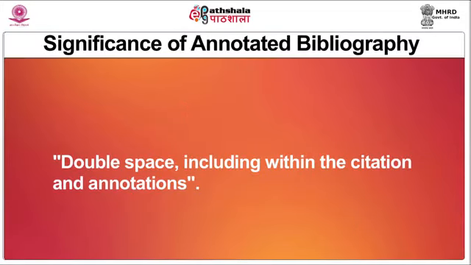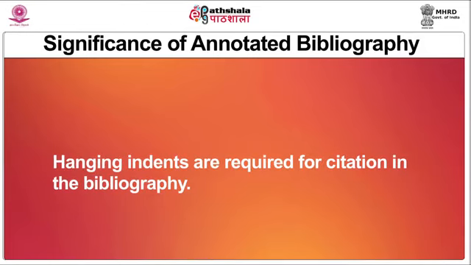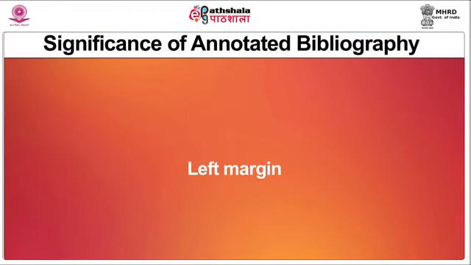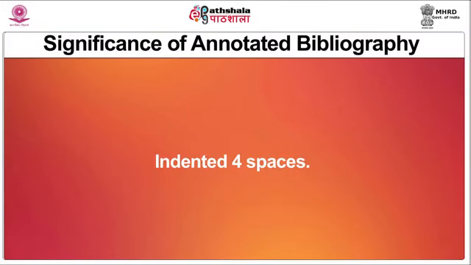As per basic APA, that is, American Psychological Association Publication Manual 5th edition, the entire bibliography document should be double spaced, including within the citation and annotations. Hanging indents are required for citation in the bibliography. That is, the first line of citation starts at the left margin. Subsequent lines of the citation are indented 4 spaces.